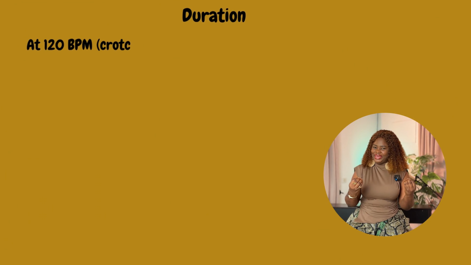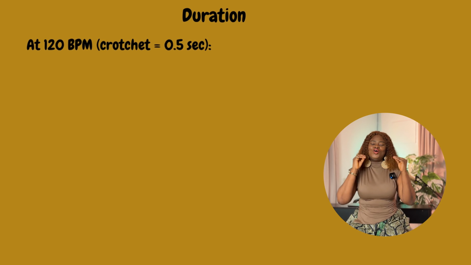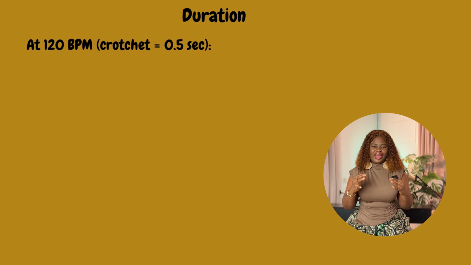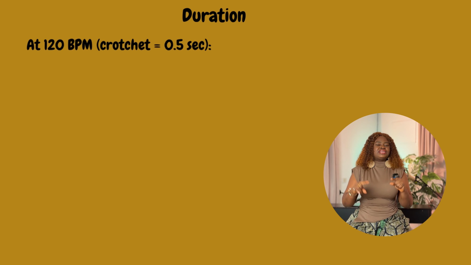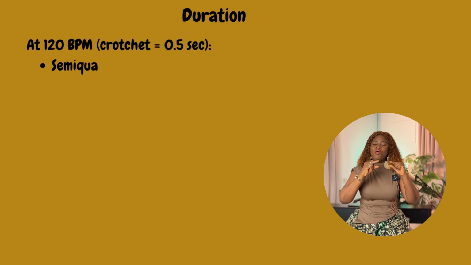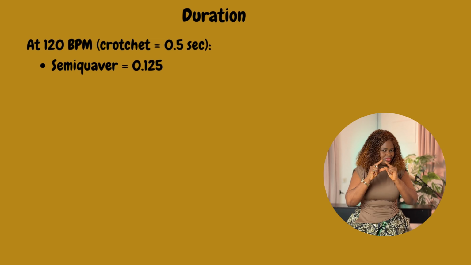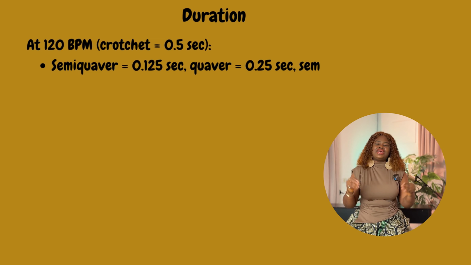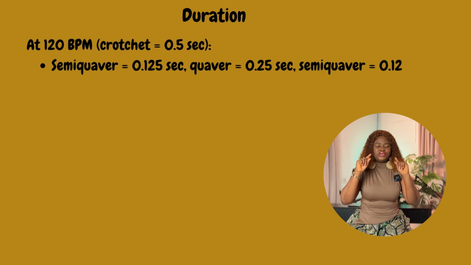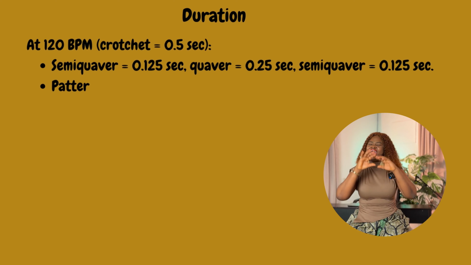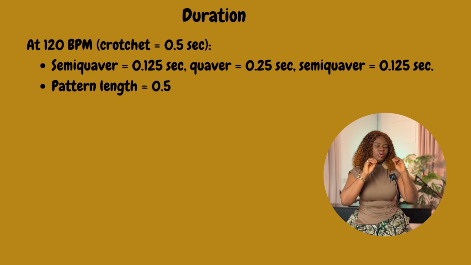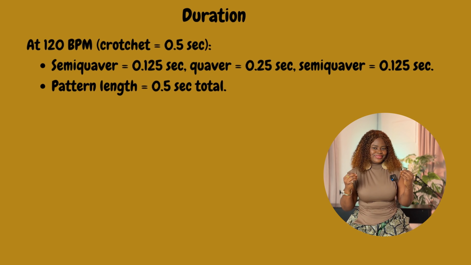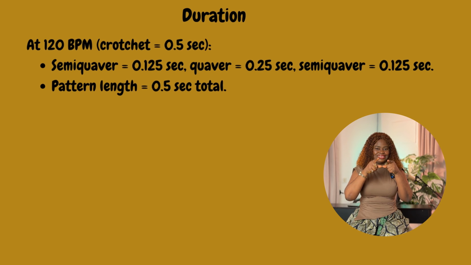At 120 beats per minute, 1 crotchet is going to be 0.5 seconds. So that means that 1 semiquaver is going to be 0.125 seconds. The quaver is going to be 0.25 seconds, and the last semiquaver is going to be 0.125 seconds, and everything will add up to 0.5 seconds. Now let's see how this is going to sound.